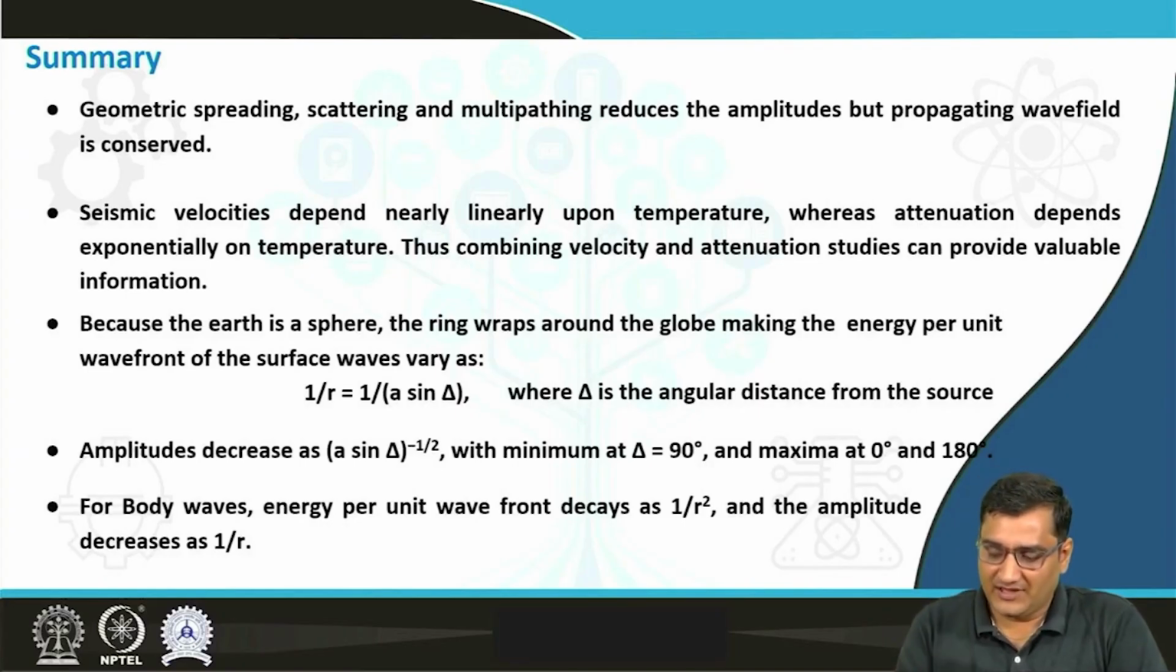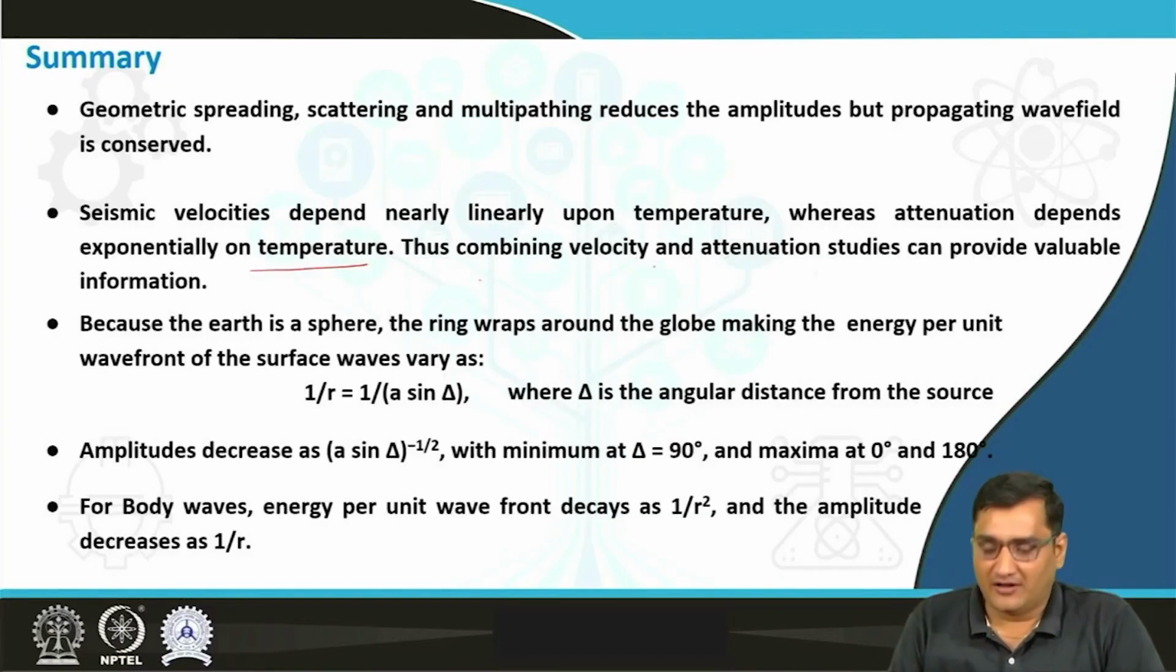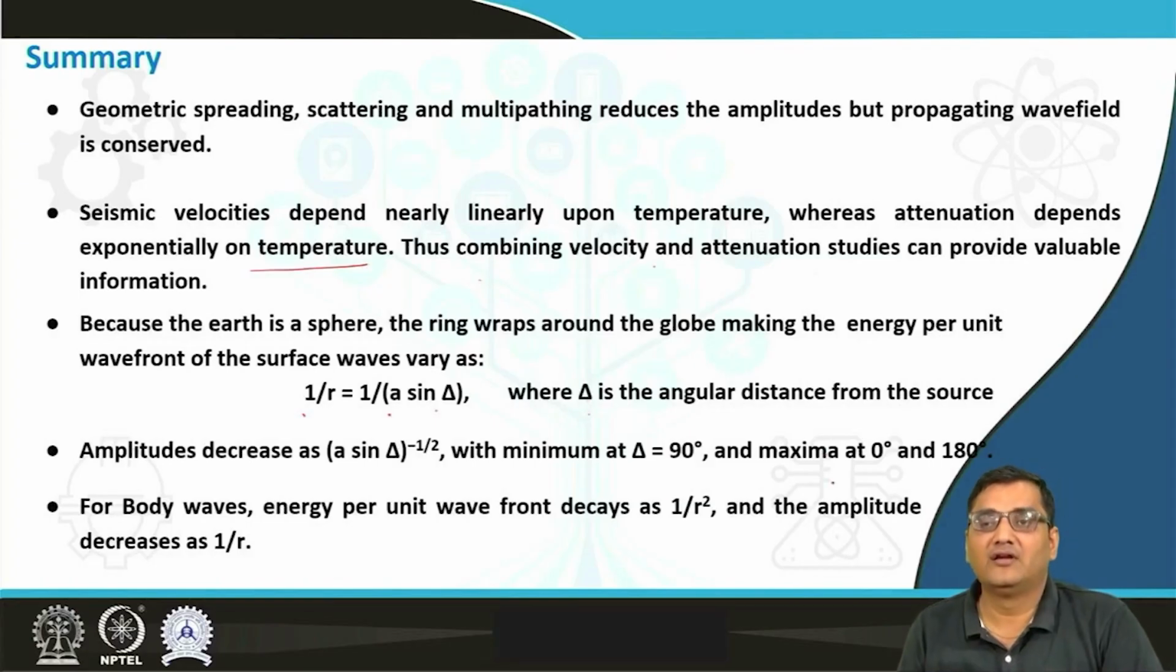Basically, seismic velocity depends nearly linearly upon temperature, whereas attenuation depends exponentially on temperature. Thus, combining velocity and attenuation studies can provide valuable information about the structure of the Earth. Because the Earth is a sphere, the ring wraps around the globe, making the energy per unit wavefront of the surface wave vary as 1 by r, which is equal to 1 by a sine delta, where delta is the angular distance from the source.